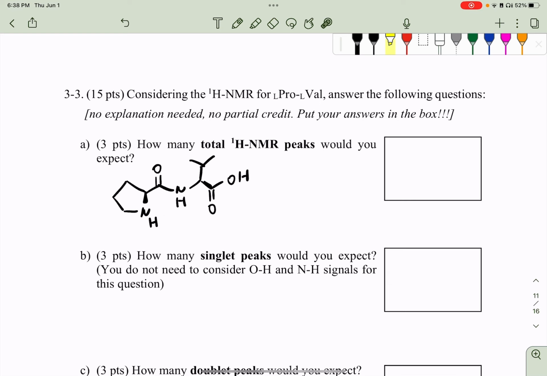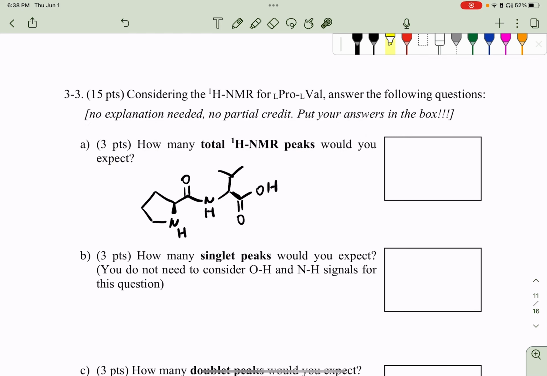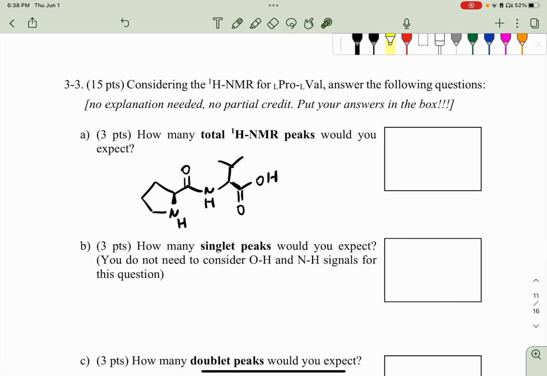Now the question asks, how many total proton NMR peaks would you expect? So this question, lots of you get it wrong. So if we think about it, first of all, OH, NH, and this NH will all be different signals. In here, we have one hydrogen. That's going to be different. In here, we have one hydrogen. We have 5. These CH3s are equivalent. So 1, 2, 3, 4, 5, 6 for this. In this one, we have a hydrogen that's dashed.